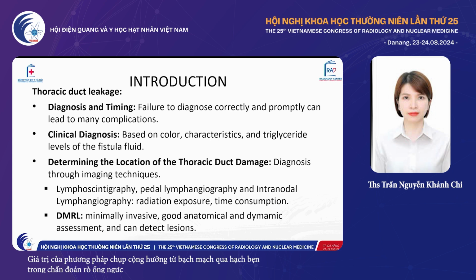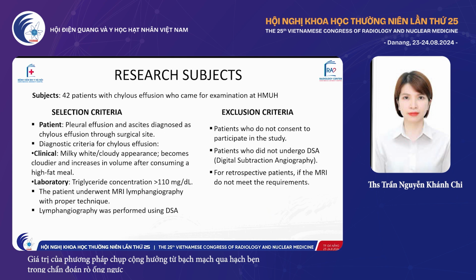Diagnosis of the location of the thoracic duct is based on imaging techniques. Previous methods are lymphoscintigraphy, pedal lymphangiography, and intranodal lymphangiography. But these methods are less commonly used to diagnose the leakage location due to radiation exposure and time consumption. Dynamic magnetic resonance lymphangiography is a minimally invasive method that provides good anatomical and dynamic assessment, as well as detecting lesions.